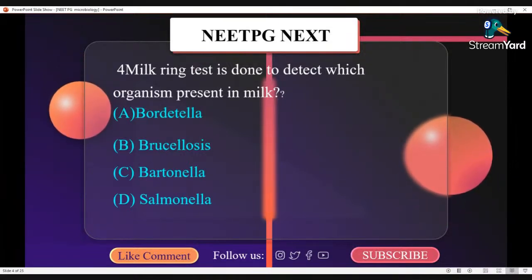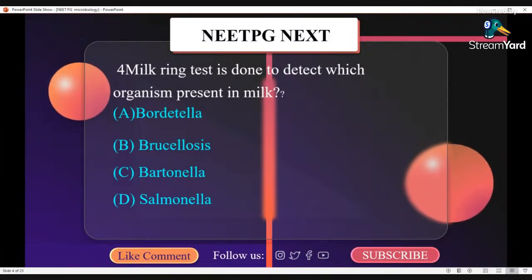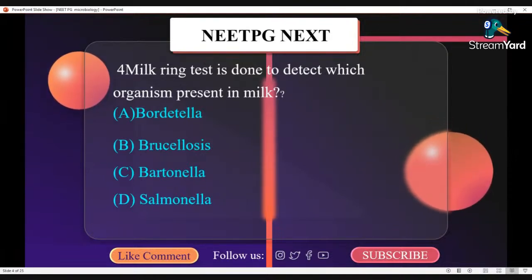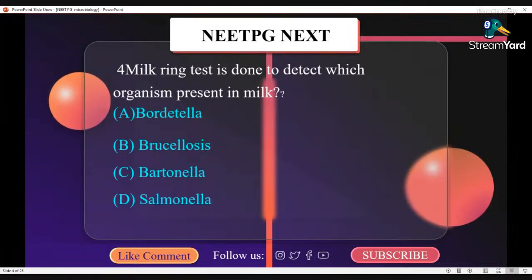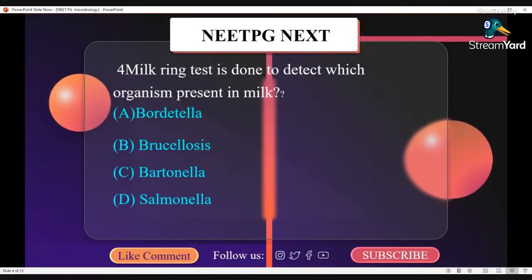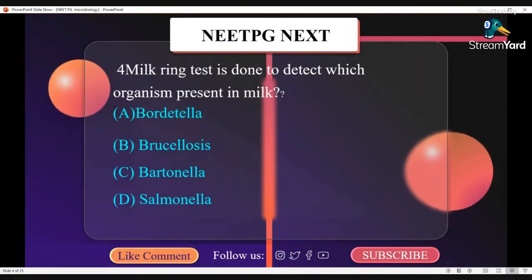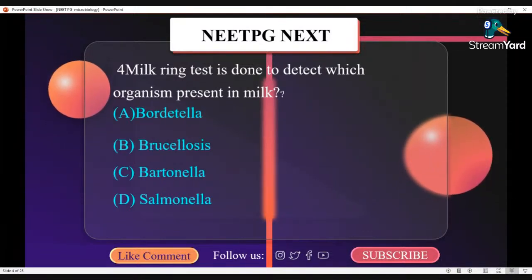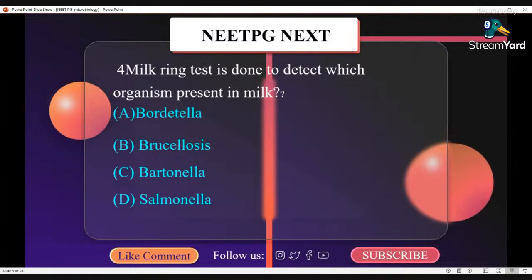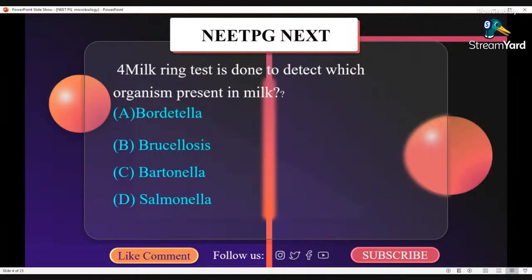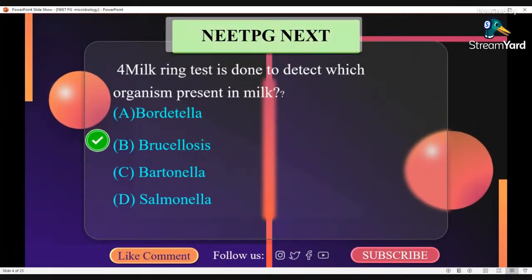Please listen carefully. In the milk ring test, a sample of whole milk is mixed well with a drop of stained brucella antigen and incubated in a water bath at 70 degrees for 40 to 50 minutes. If antibodies are present in milk, the bacilli are agglutinated and rise with the cream to form a blue ring at the top, leaving the milk unstained. If antibodies are absent, no color ring is formed and the milk remains uniformly blue. So the correct answer here is brucellosis.